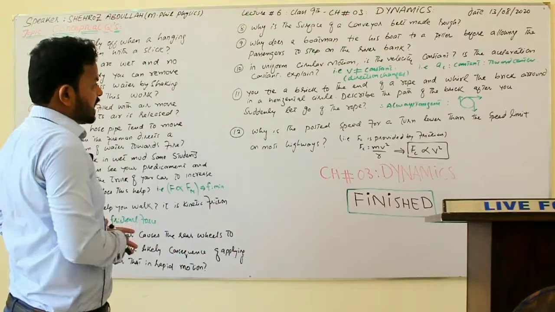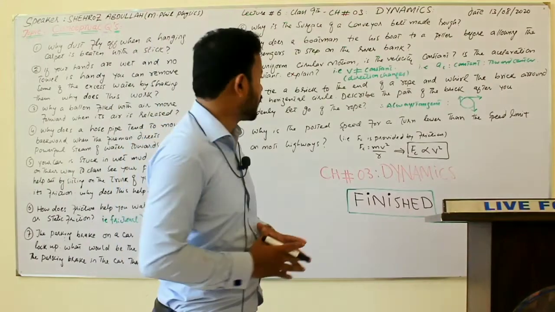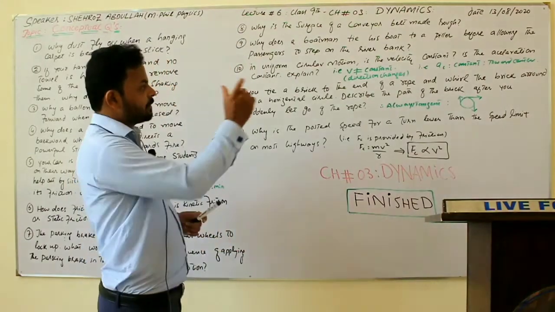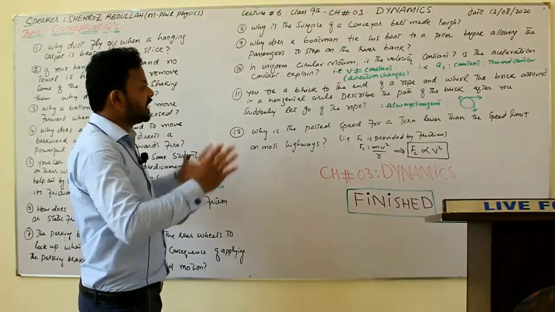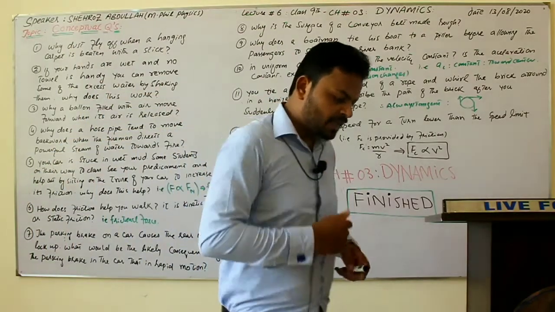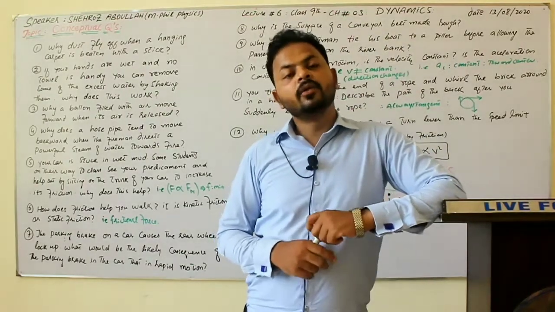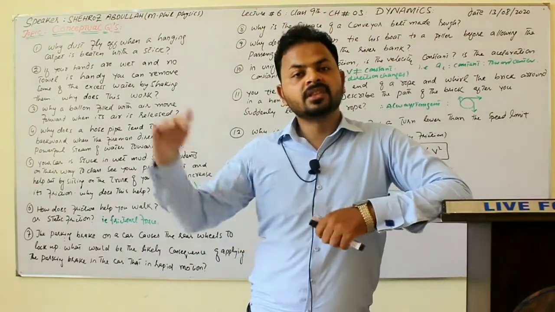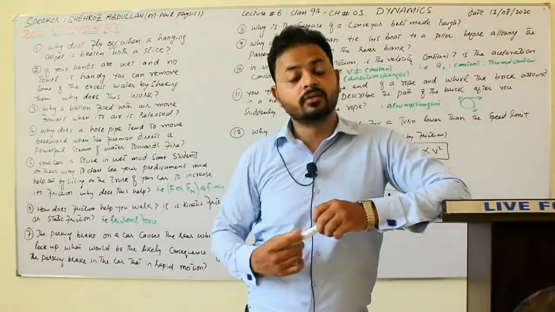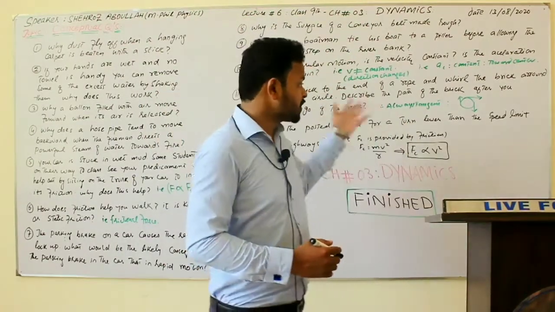Coming towards question number 11, you tie a brick to the end of a rope and whirl the brick around a horizontal circle. Describe the path of the brick after you suddenly let go of the rope. You know, when you are moving a stone tied with a rope on a horizontal circle, when you suddenly leave it, the stone will move in a straight line tangent to the circle, right? So this is all about it.